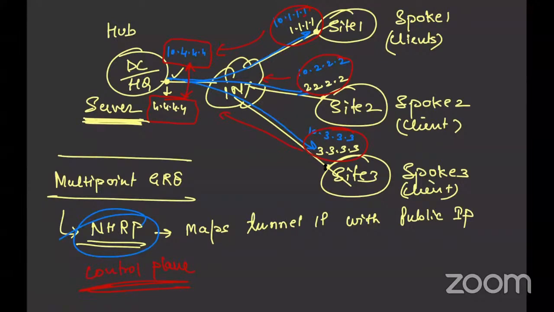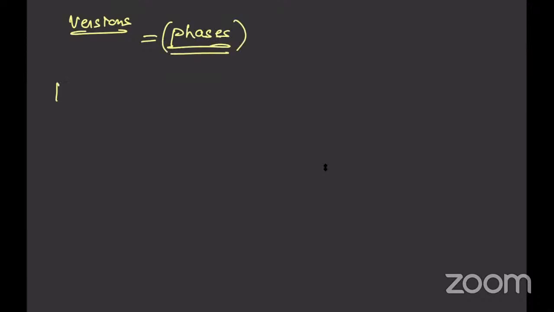Now, guys, the question is, when you send the traffic, will your traffic go via the data center or headquarter, or will it go directly? To understand this, your DMVPN has different versions. But here we do not use the word versions, instead we are going to use phases. When DMVPN first came up with this version, they called it phase number 1.